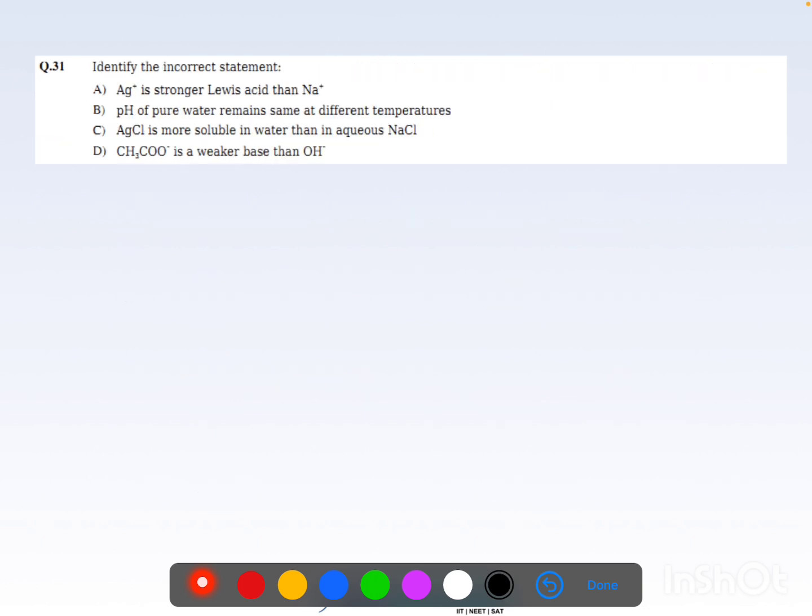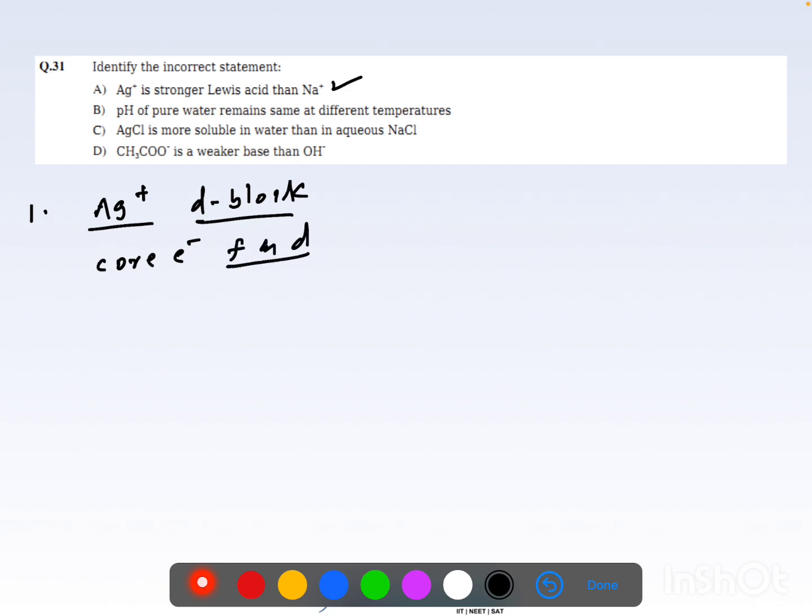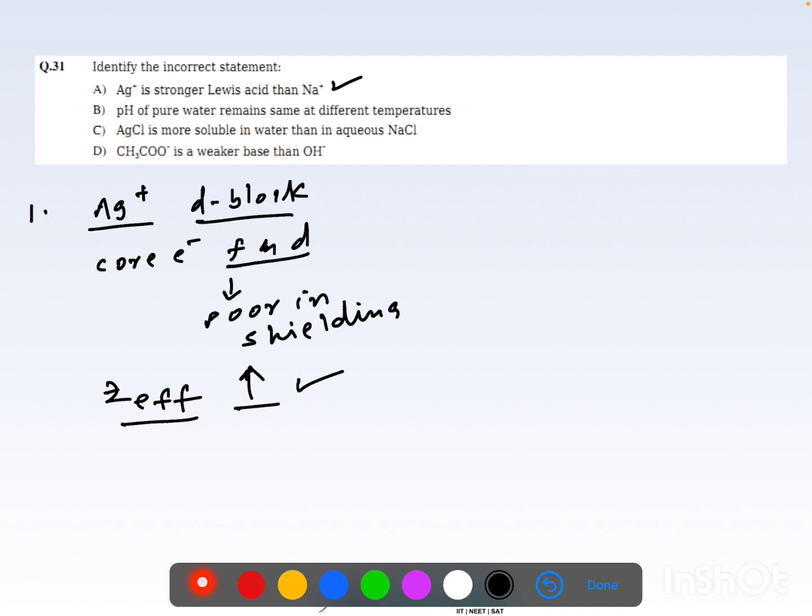Identify the incorrect statement. So the first statement is Ag plus is a stronger Lewis acid than Na plus. This is correct because Ag plus is a d block element, and for d block elements the core electrons will be present in f and d subshells. Because of their poor shielding effect, the effective nuclear charge will be very large and they act as strong Lewis acids. So the first statement is correct.